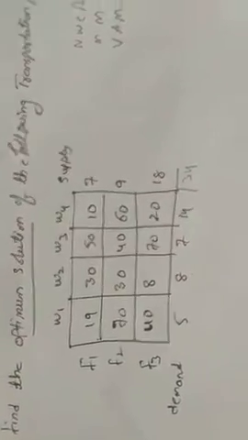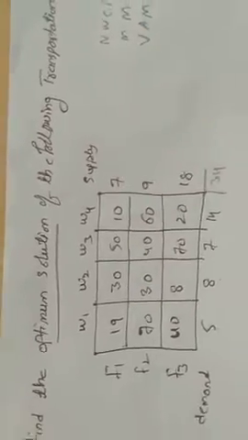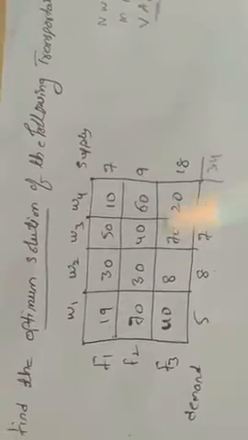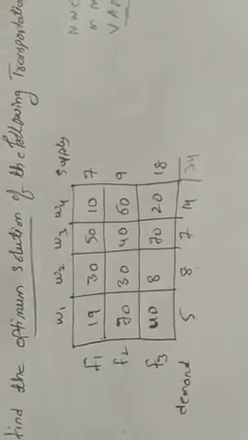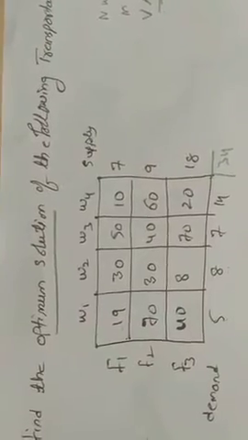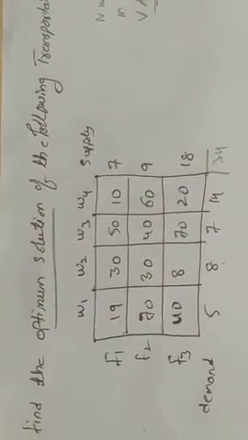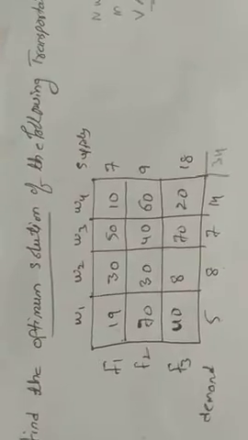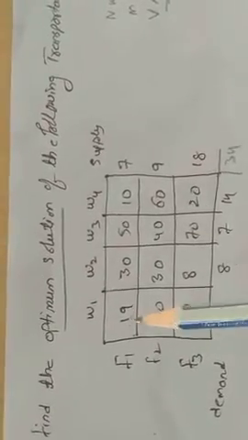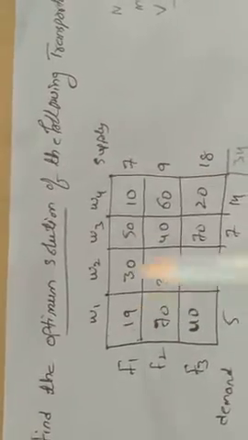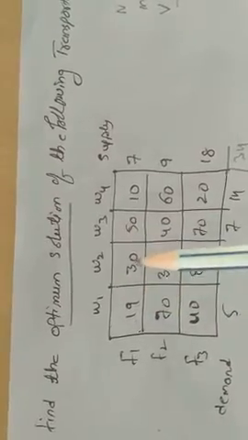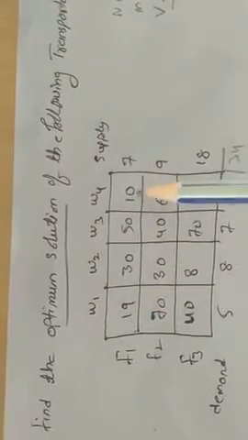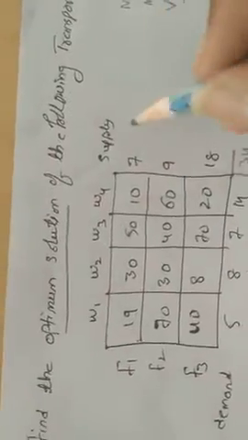First we are using the VAM method. In the VAM method, first we have to identify the penalties. How can we identify the penalty? By subtracting the smallest element from the next smallest element in each row and each column. First we move to the row side. In the first row, the two minimum cost elements are 19 and 10, so 19 minus 10 gives 9.